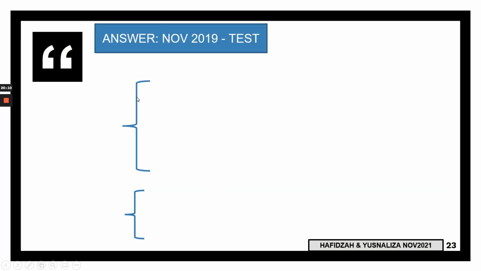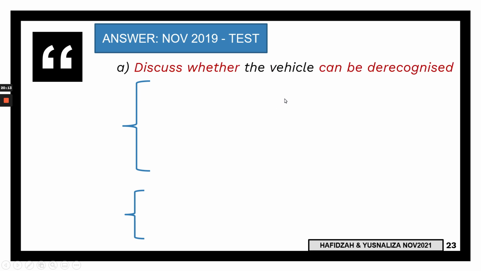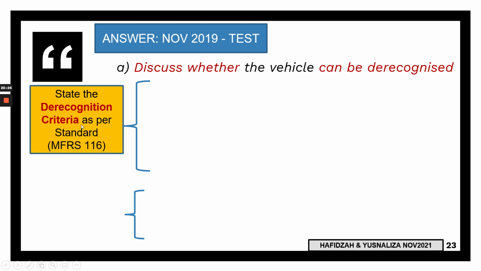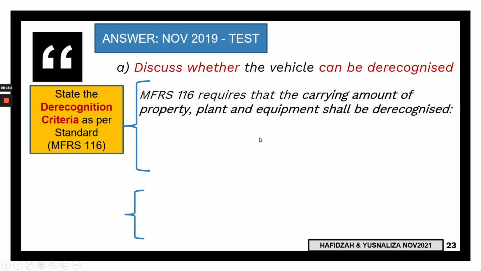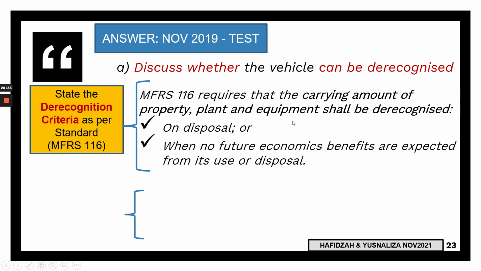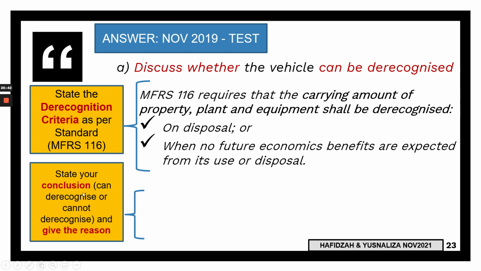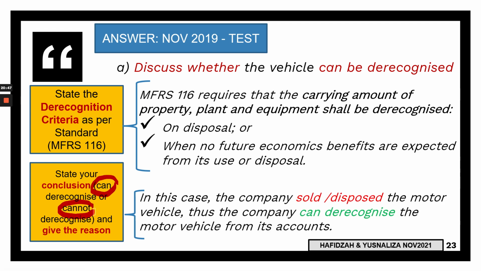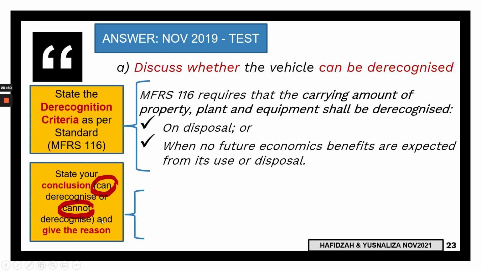So let's go with the first one, which is to discuss whether the motor vehicle can be derecognized, out of all the motor vehicles that were owned by TB. So the first step is to state the derecognition criteria as per MFRS 116, which we earlier learned: it should be derecognized on disposal or when there are no more future economic benefits expected from its use or disposal. Then state your conclusion on whether or not the company can derecognize, and then give the reason.